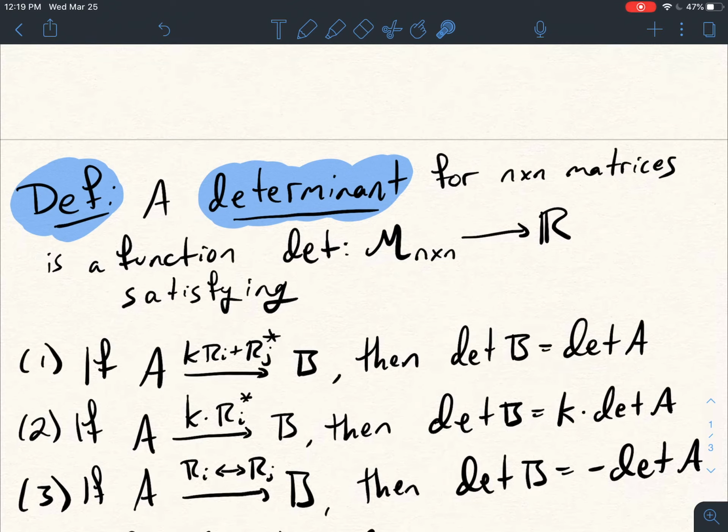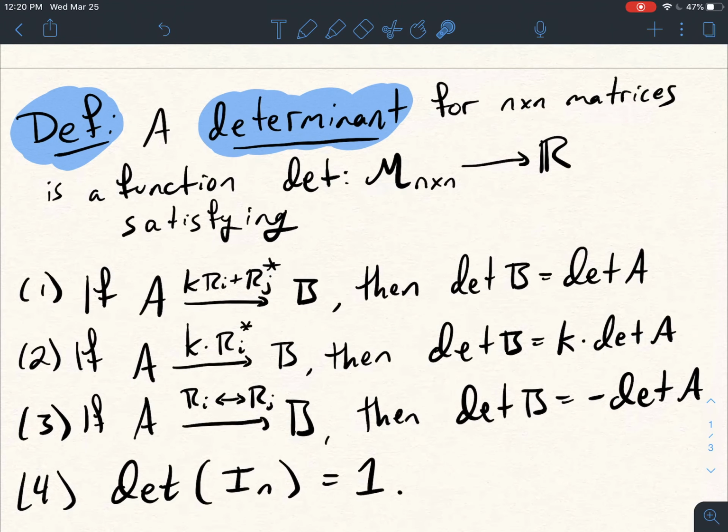If A row reduces to B by multiplying a row of A by some scalar, actually, this k here could be 0, and we'll see why that's relevant later. But anyway, if we multiply some row of A by any scalar, including 0, then the determinant of the new matrix should be k times the determinant of the old matrix. And if I were to swap two rows, then the determinant of the new matrix should be the negative of the determinant of the old matrix.